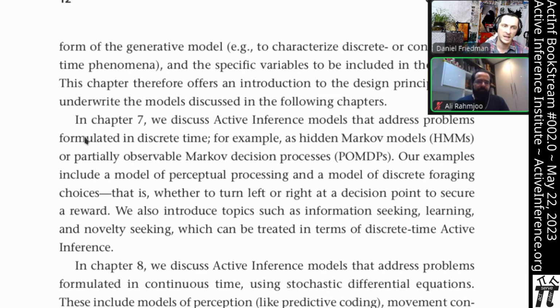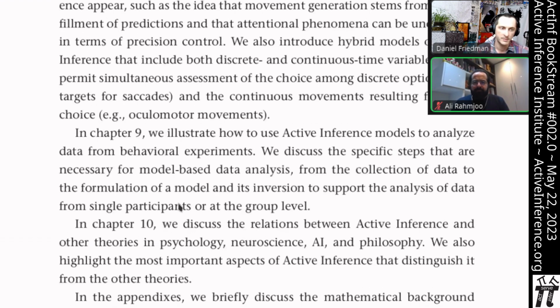And so chapters 7 and 8 have a lot of technical information on the discrete and continuous time formulations of active inference and also about how they integrate together. Chapter 9 is illustrations of how active inference models can be used to analyze data from behavioral experiments. And so this goes beyond chapter 6's recipe, and it talks about some of the process of making a behavioral experiment and then using the data from that experiment to parameterize and do statistics with the active inference generative model.